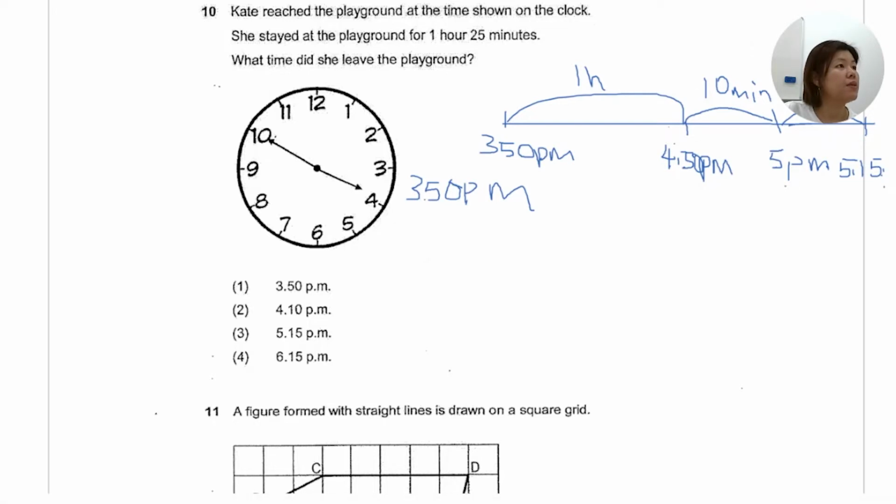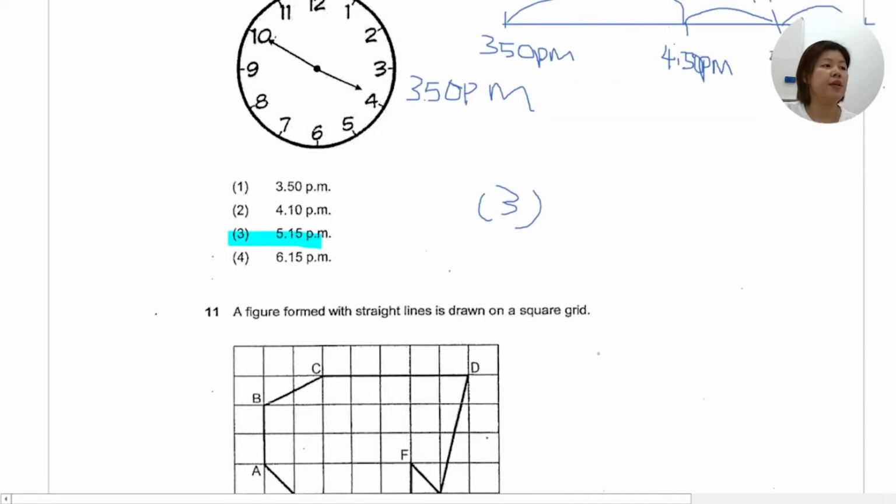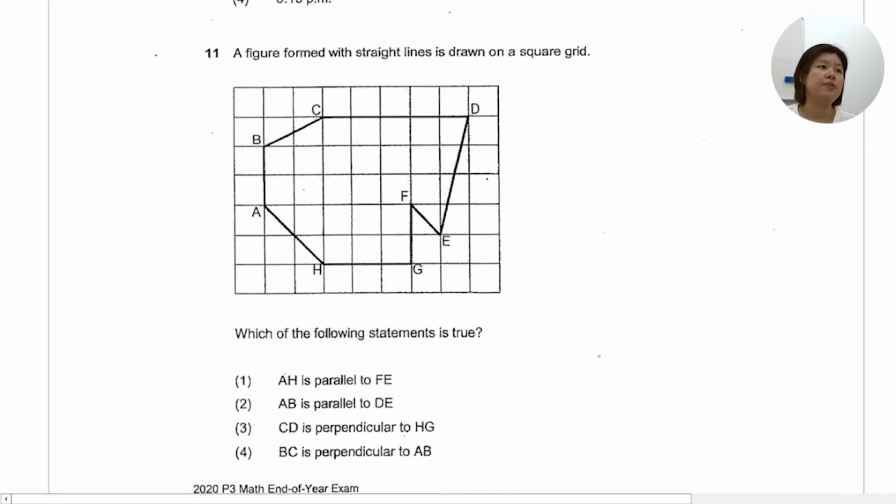Okay, so answer is number 3. Next, a figure here shows some straight lines on the grid. So which one is true? Okay, let's move one by one.